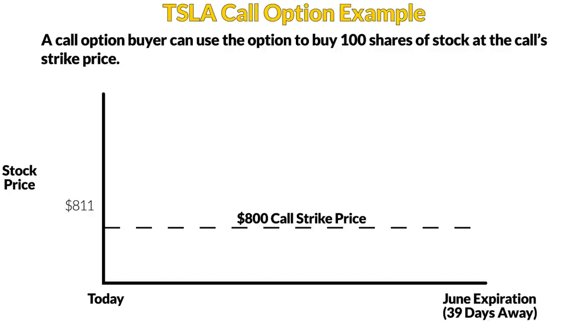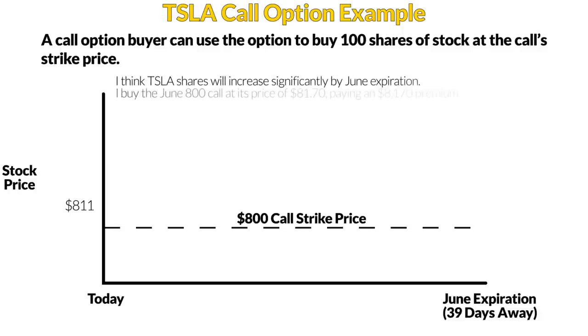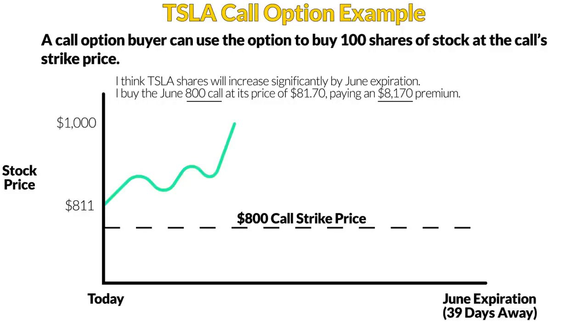So let's say that I think Tesla shares are going to increase significantly over the next 39 days. I'm going to buy this Tesla call option right now with a strike price of $800, and I'm going to pay the premium of $8,170 to buy this call option. Just one contract. Now let's say 2 weeks from now, Tesla has had a massive rally in the stock price, and now Tesla shares are trading at $1,000 per share.